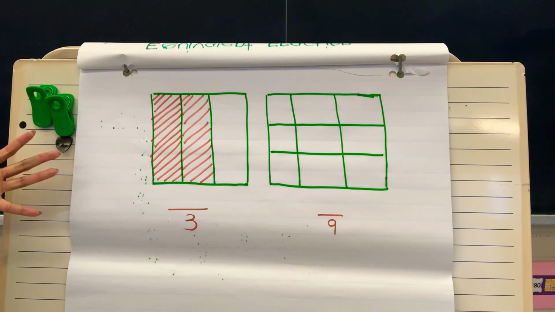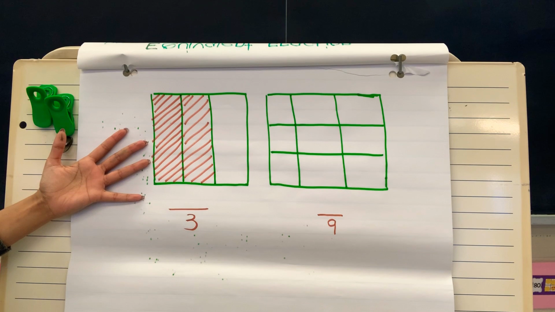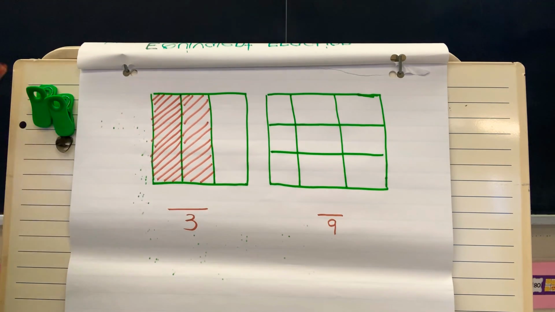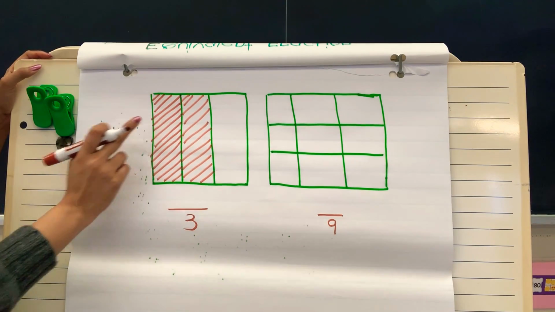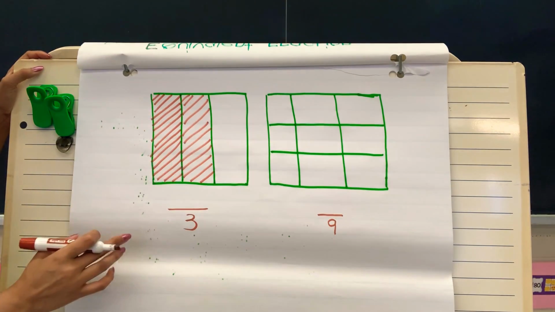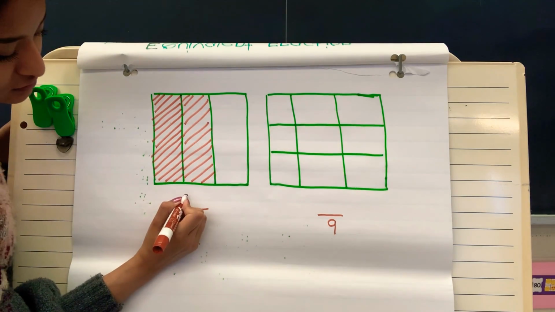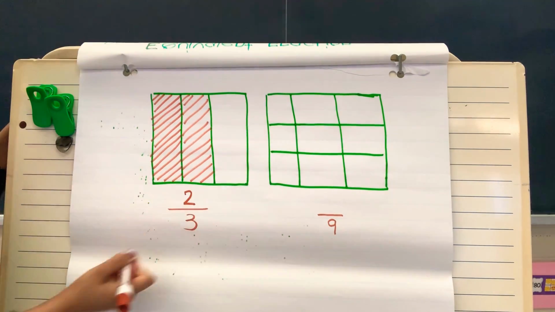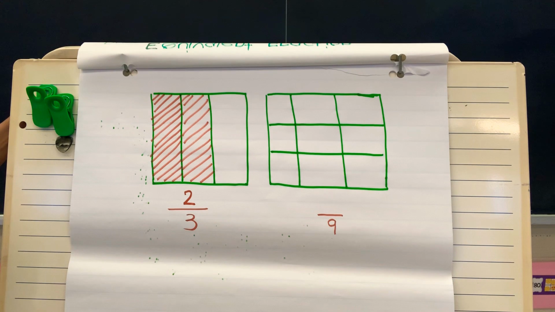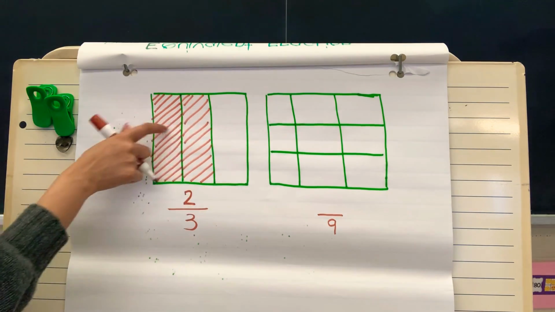I'm going to ask myself, what fraction is shaded? Two parts out of 3, right? So my numerator would be 2 over 3, right? We can see that 2 parts are shaded.